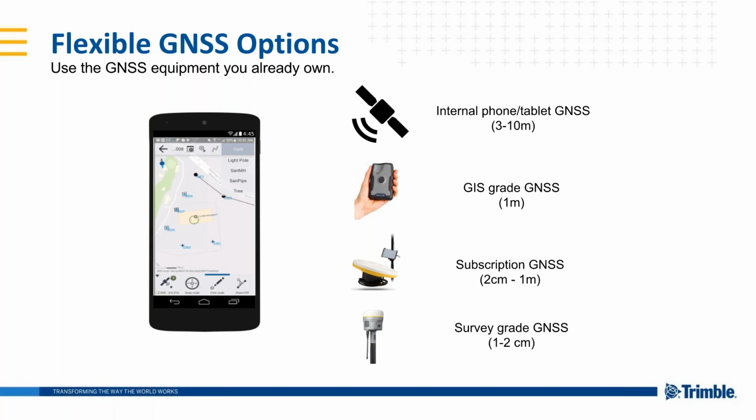And just from your phone or tablet, you can just use that receiver. You can also use a GIS grade receiver, something like the Trimble R1, for example. It also works very nicely, like with that Catalyst system that I mentioned before, so subscription-based GNSS receiver. And then obviously with the Trimble R series GNSS receivers, it works seamlessly with those as well.